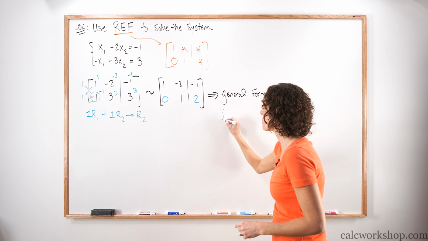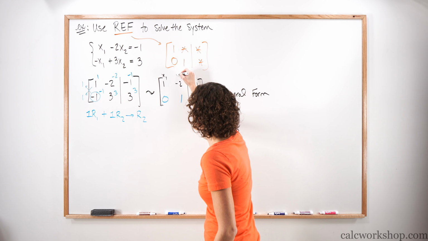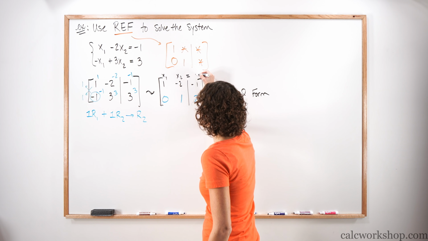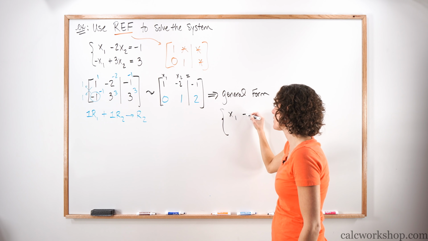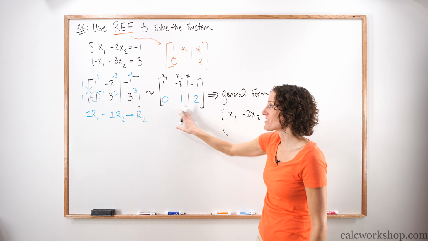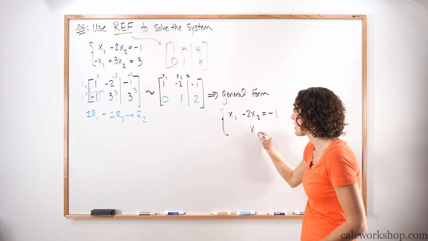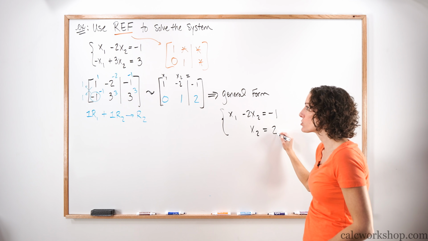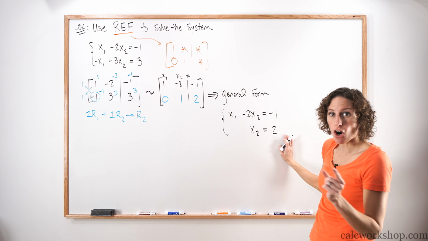So general form now says rewrite what you've got. Again, this is x1, x2, there's the equals, and again, these are the constants. So we see that we've got x1 minus 2x2 equals -1. But what we see here is that the second equation has gotten better. We now have just x2 equals 2. We have performed our general form operation by using REF.